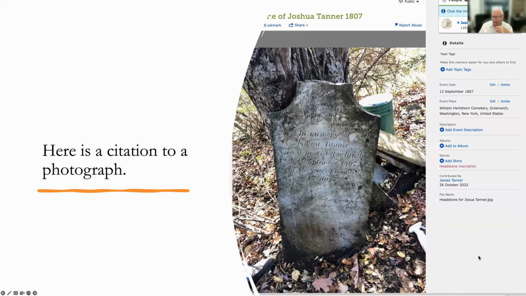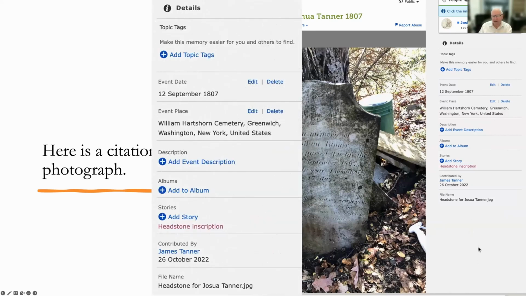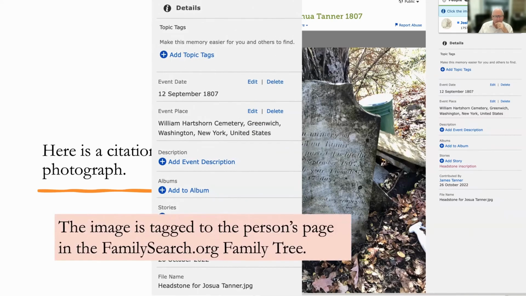Okay, so that kind of clarifies a little bit. So here's this a little bit larger in case you're having trouble seeing what's on the side there. The image is tagged to the person's page in the FamilySearch.org family tree. When you tag the individual in this photo, which is indicated by the name here that's tagged, it says click the image to tag people. Then that is the connection that tells you where the image came from and who was the subject of this image.